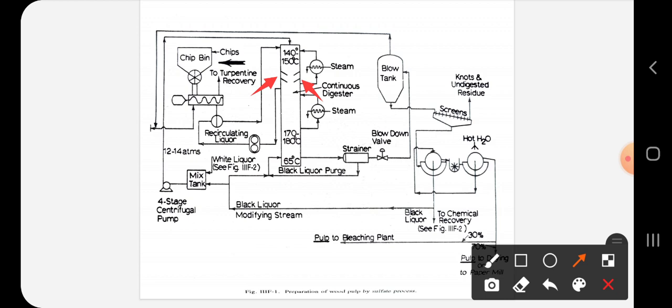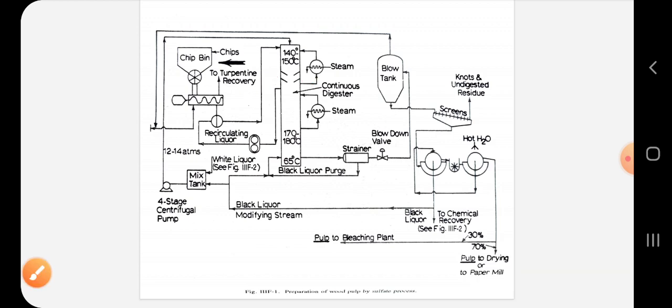So the wood falls on these plates, and liquor is withdrawn as a side stream from the bottom and circulated through an external heat exchanger to reheat and control the temperature inside the tower. The digestion time and temperature are adjusted so that maximum fiber removal is accomplished, with minimum cellulose hydrolysis and minimum loss of raw material.